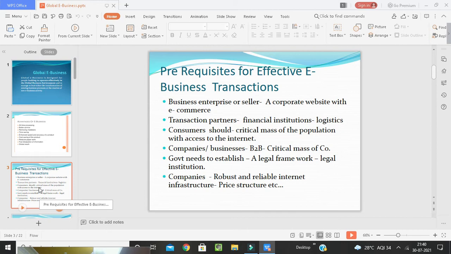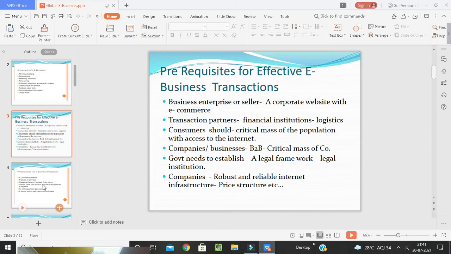The next one is that consumers should have a critical mass of population with access to the internet. The internet plays an important role in access, and consumers need a mindset for purchasing goods over the internet rather than physically inspecting items. Next, companies: business to business, business to consumer. This critical mass of companies is going to enhance the business community. Then governments need to establish a legal framework and a legal institution for running the business eco-friendly among the global countries. That means bordering countries can maintain a good relationship by following the rules and regulations. Then companies would have robust internet infrastructure and price structure so that things can go smoothly.